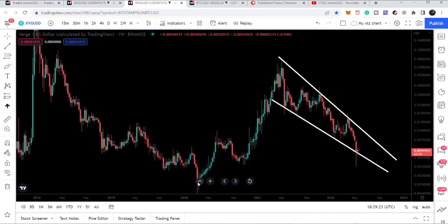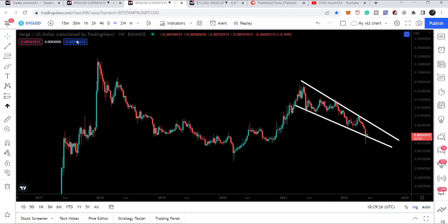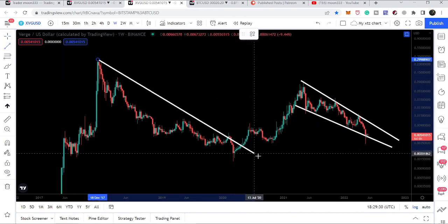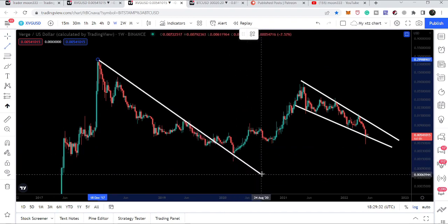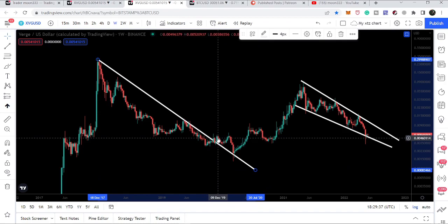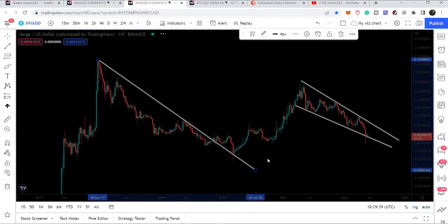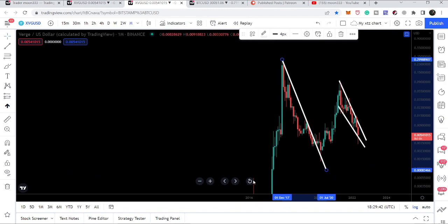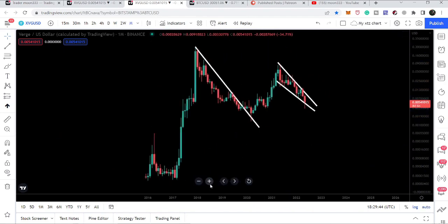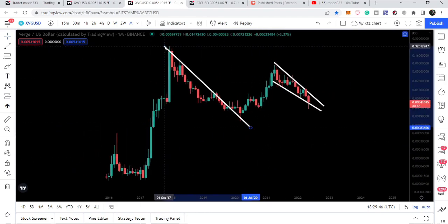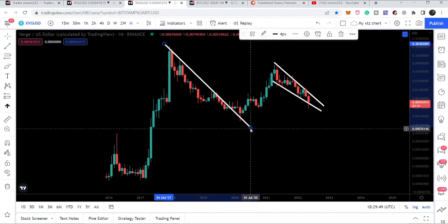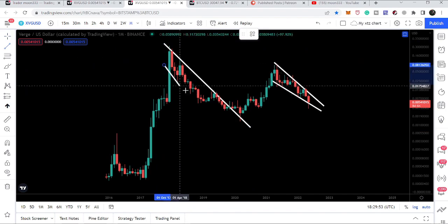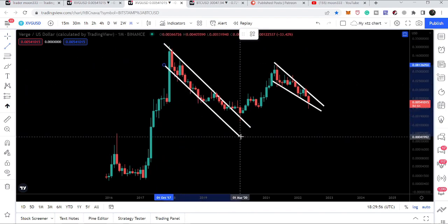And by the way, before that, XVG also formed another falling wedge pattern here back in December 2017. And it was, by the way, from December 2017 to here in December 2019. Let me show you on the monthly time frame, because it's more visible on this monthly time frame. And we can see here we had the resistance of this wedge, and this was the support of this falling wedge pattern.